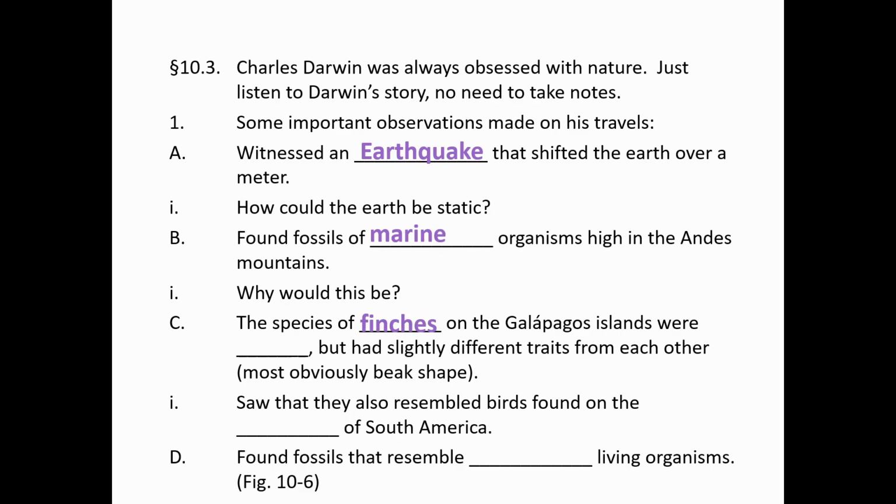One of his most famous observations is probably of the species of finches on the Galapagos Islands, where they were all very similar, but had some slightly different traits from each other. The main one was the beak shape. He noticed that these finches all looked pretty much the same except their beaks were slightly different. He also saw that these finches resembled the same types of birds found on the mainland of South America. So we saw that the mainland birds and the island birds were really, really similar.